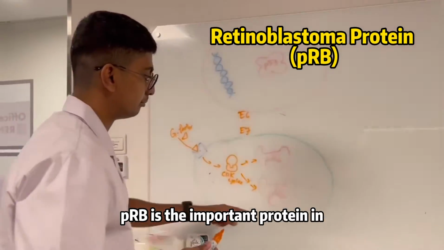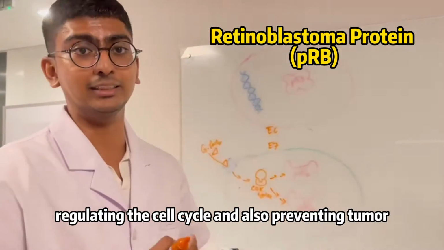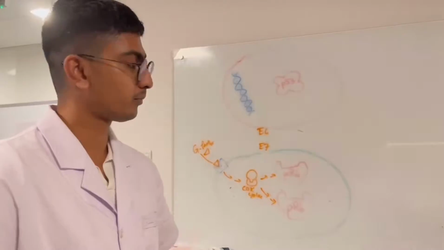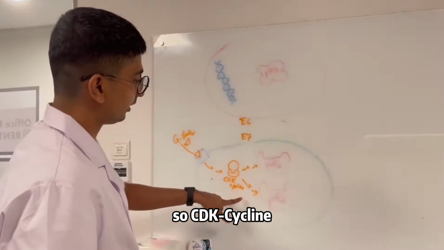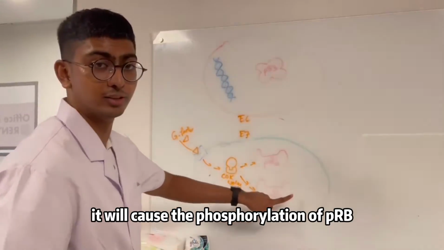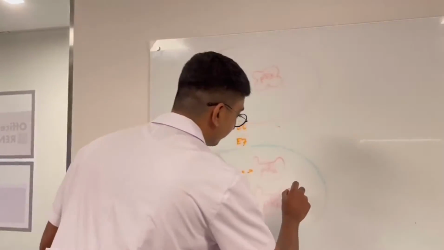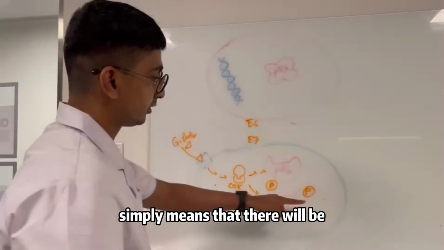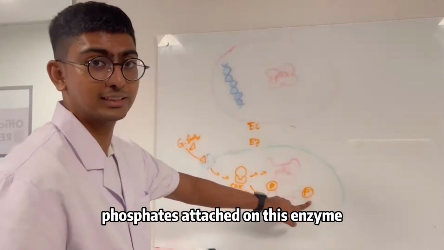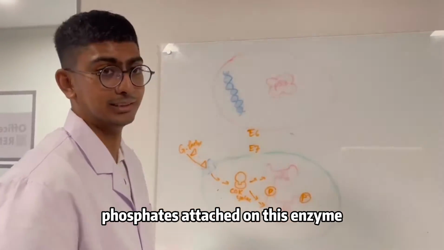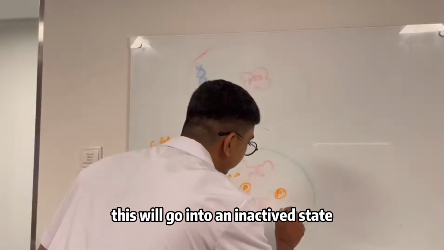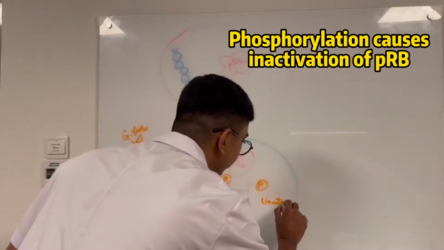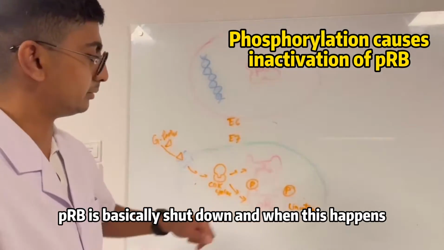Once CDK cyclin is activated, it will send another signal to pRB. pRB is an important protein in regulating the cell cycle and also preventing tumors from forming. Once stimulated, CDK cyclin will cause the phosphorylation of pRB. Phosphorylation simply means that phosphates will be attached to this protein. Once they are attached, it will go into an inactive state. pRB is basically shut down.